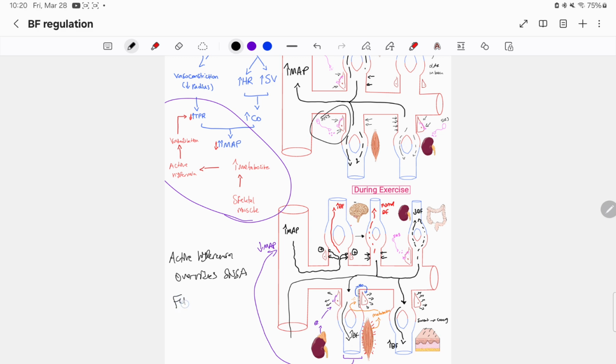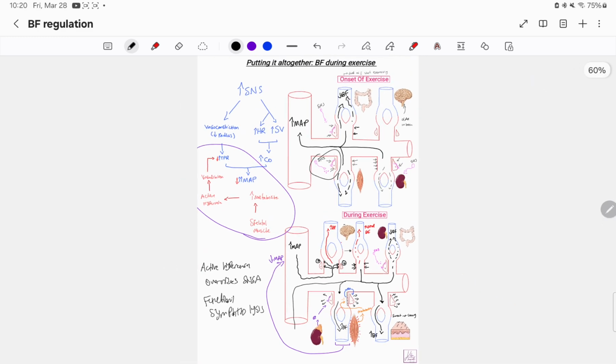That has a name. That's called functional sympatholysis. Pretty cool name. So sympatho referring to the sympathetic nervous system. Lysis means to cut. So you are cutting the sympathetic response because of active hyperemia. Okay? Cool. Functional sympatholysis.